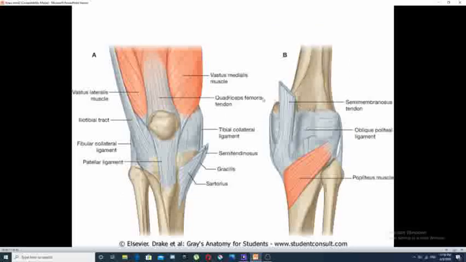This is another figure, which shows a frontal view of the knee joint. You can see this is the patella and this is the ligamentum patellae, which is a continuation of the tendon of the quadriceps femoris muscle below the patella and is attached inferiorly to the tibial tuberosity. In the posterior view, you can see the oblique popliteal ligament, which strengthens the posterior surface of the capsule of the knee joint.